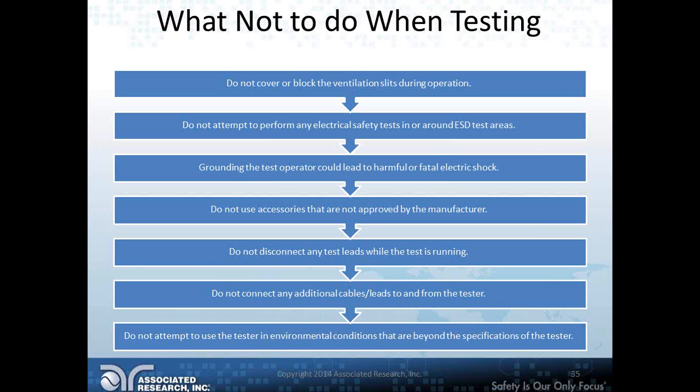Do not also attempt to use the tester in environmental conditions that are beyond the specification of the tester. Again, if you read our product manuals, we specify a full set of environmental conditions for which our test instruments or products are rated to work under. If those conditions change or are out of the specifications, then we do not guarantee safety or optimal performance of our instruments, so do not attempt to use these outside of the conditions specified.